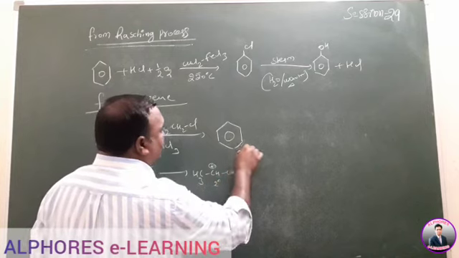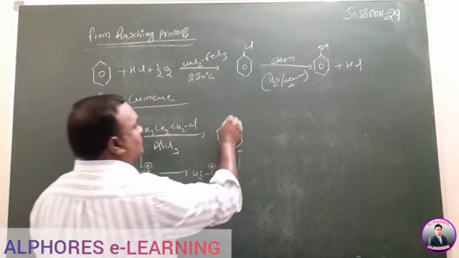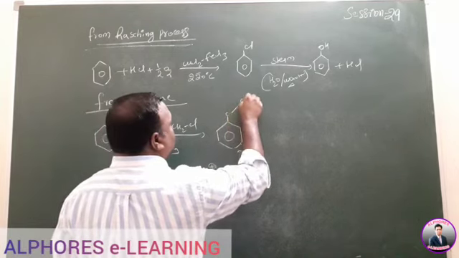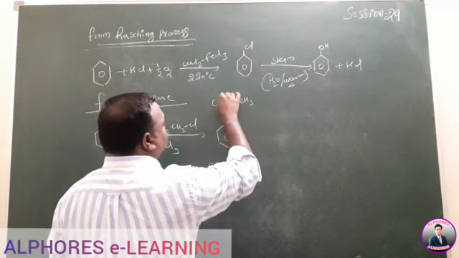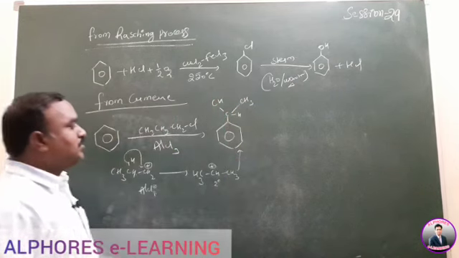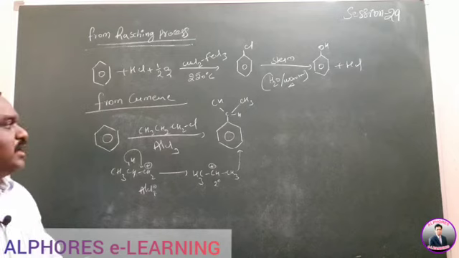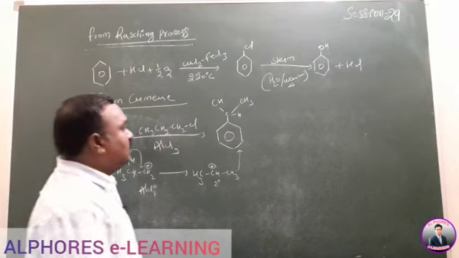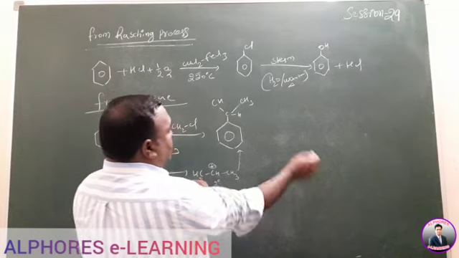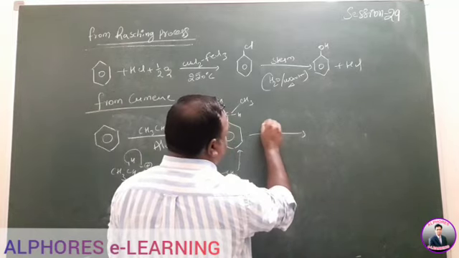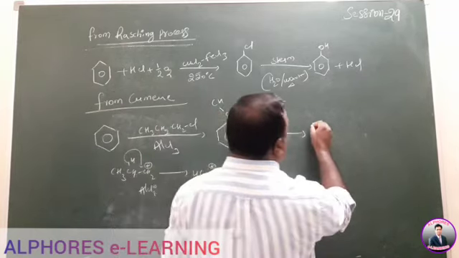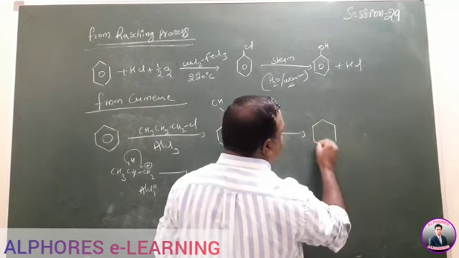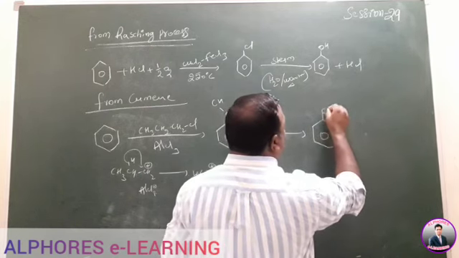Now form the cumin compound. Isopropyl benzene is formed here. Cumin is formed here. The compound undergoes oxidation, air oxidation, to form the peroxy compound, which is carrying an OO bond.